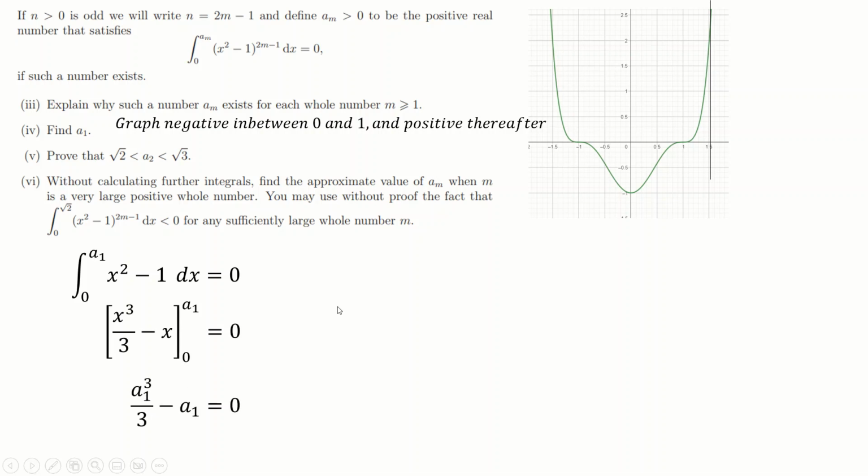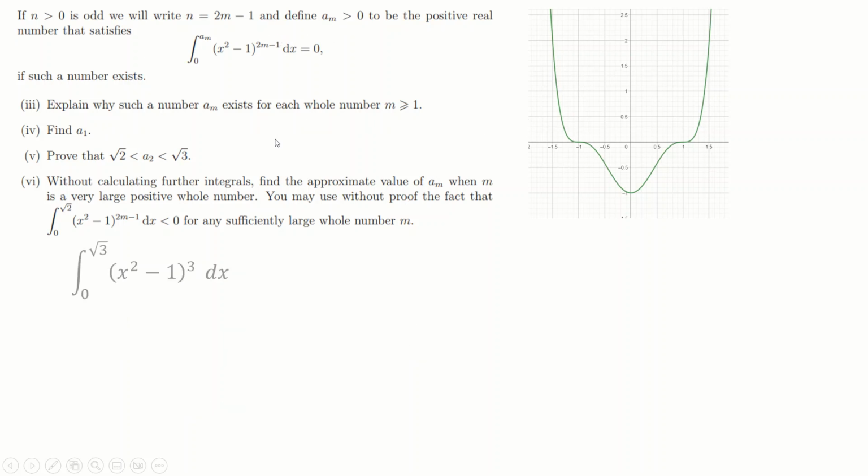We know that if a1 is 0, we get a very trivial solution because we'll be integrating between 0 and 0, which is of course 0. So we can just divide by a1, get this, rearrange, and we'll get root 3. Of course, it's not negative root 3. It could be negative root 3, but they want a positive value. I think it says they want a positive. Yeah, there we are. Good. So it's going to be root 3.